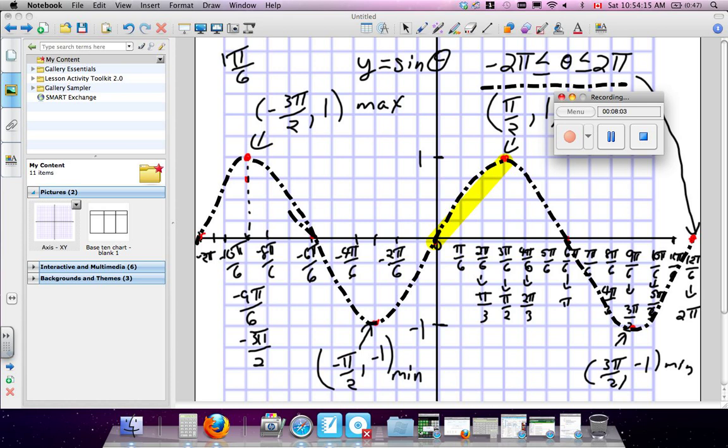Just put 7. Question 7? Yeah. I'm going to call it radians of a sine wave. Come on, computer. Oh, it's recording.